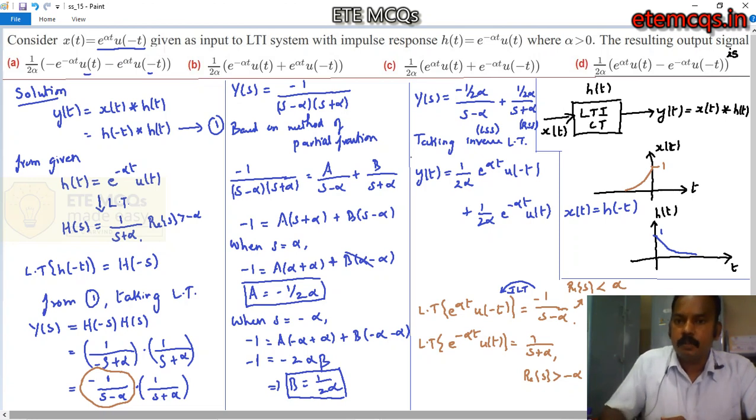So this is your final expression for y of t, which is nothing but the convolution of x of t and h of t. So the final solution is 1 by 2 alpha, the whole into e power alpha t u of minus t plus e power minus alpha t into u of t. So option B is correct for this particular problem. Option B is correct.